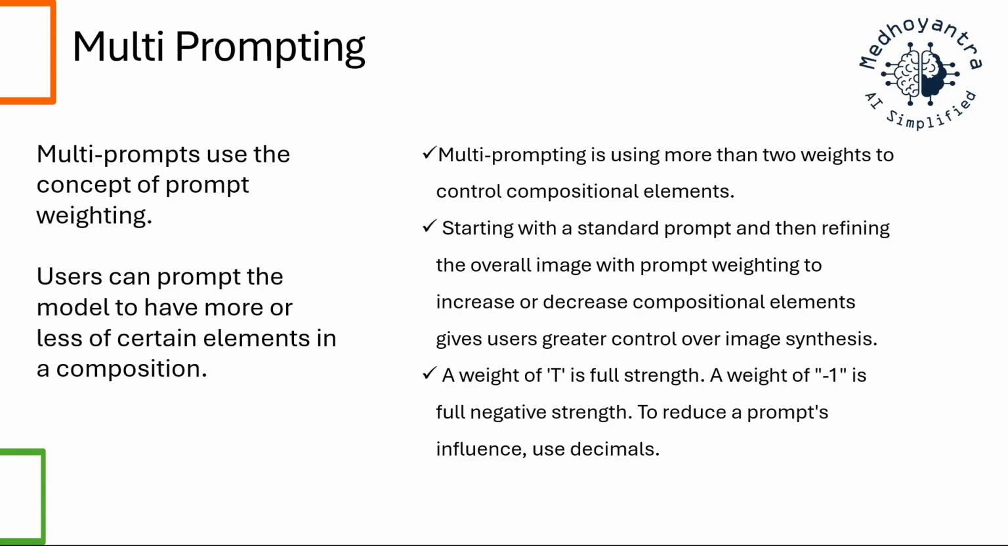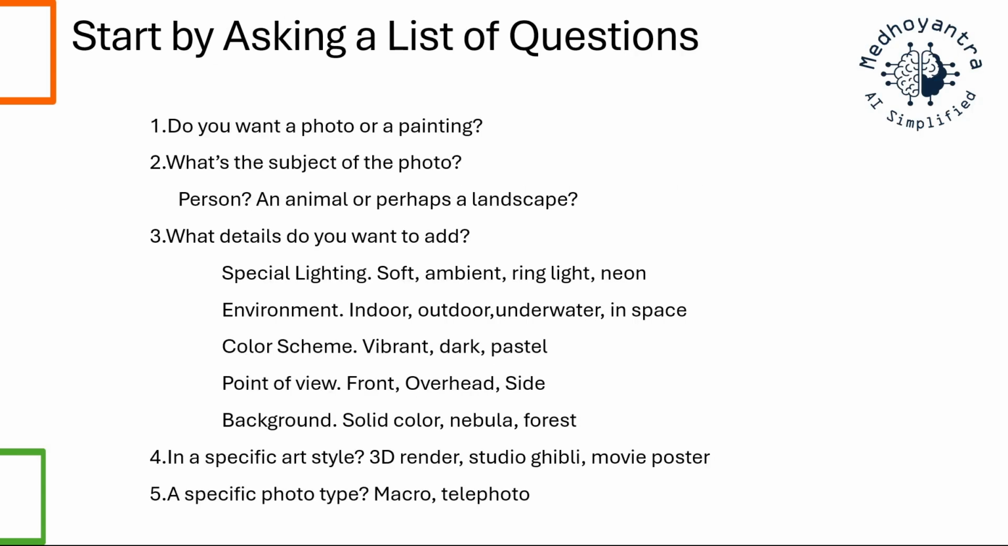Now, let us see how to write a very good prompt. When it comes to image generation, a prompt is always a list of questions. If you can answer those questions in the prompt, it becomes very easy for the underlying LLM to generate a pure and good image. What constitutes a prompt is what we are trying to understand here. First, what do you want? Do you want a painting or a photo? The second is, what is the subject? Is it a person, an animal, or perhaps a landscape?